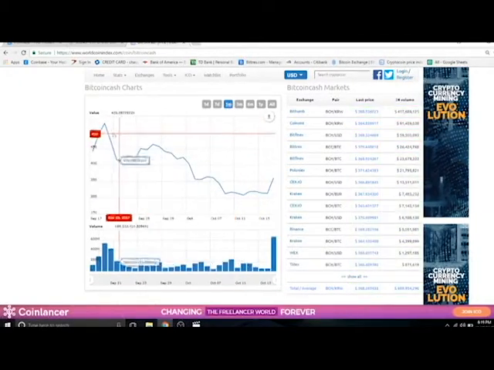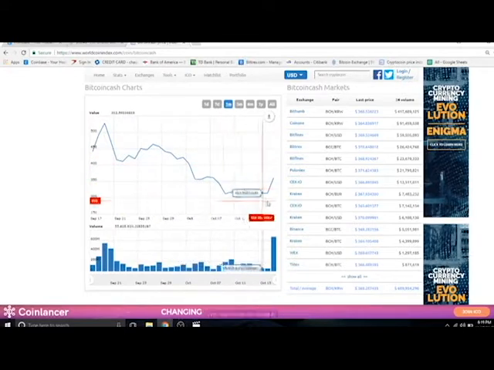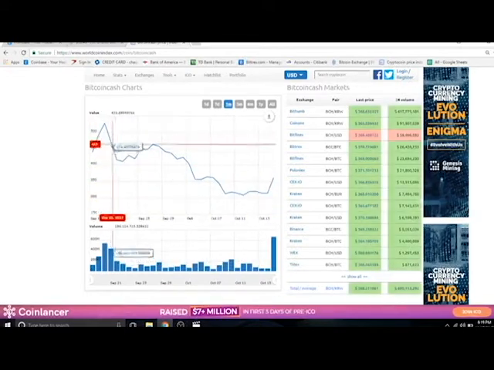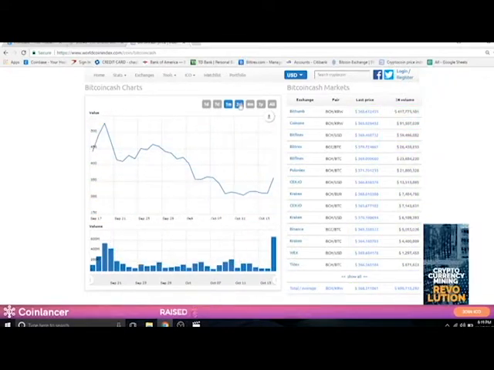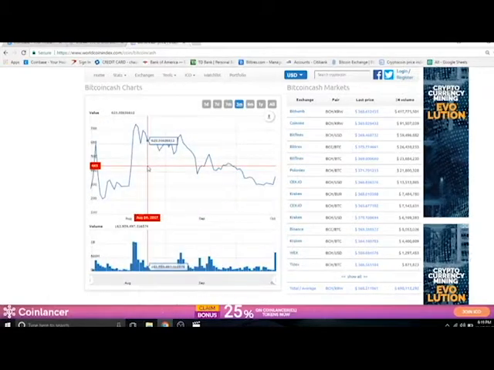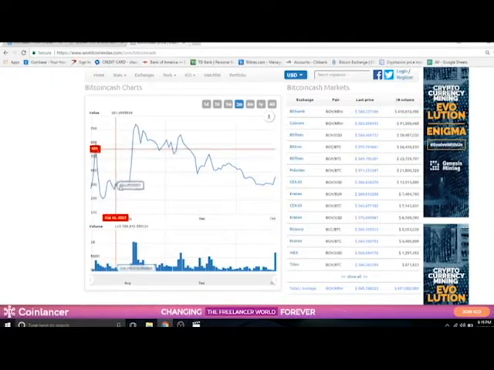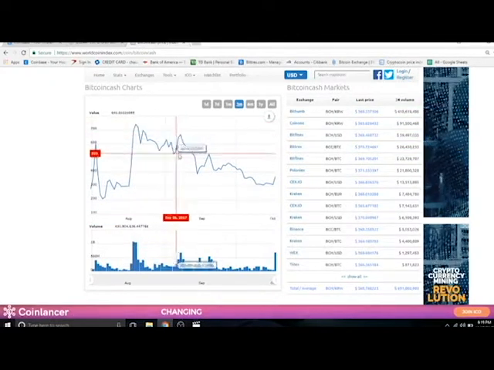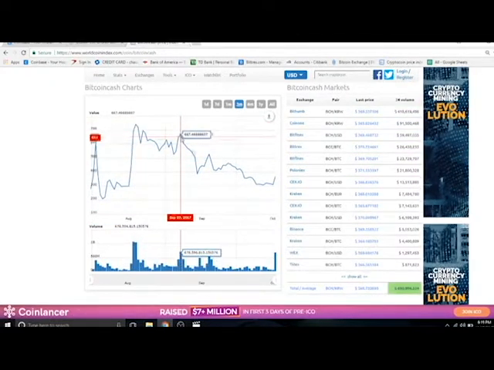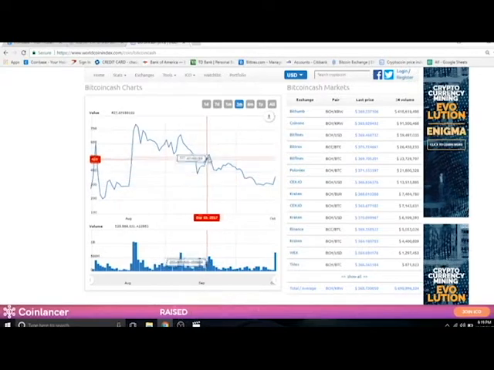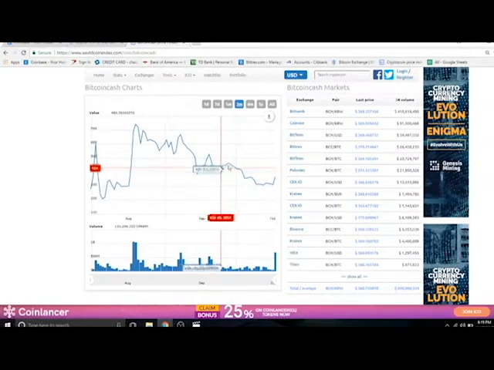See, it's been going down for a really long time. So when you see that it's been going down for a while, like a consecutive pattern. Look, it shoots up, it goes down. It shoots up a little, it goes down a lot. Shoots up a little, it goes down. It keeps going down a lot.